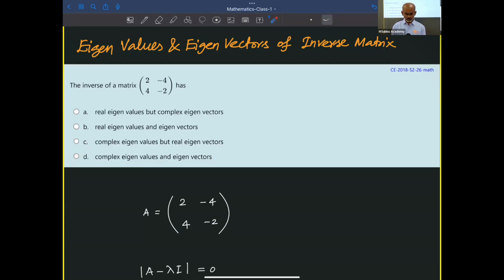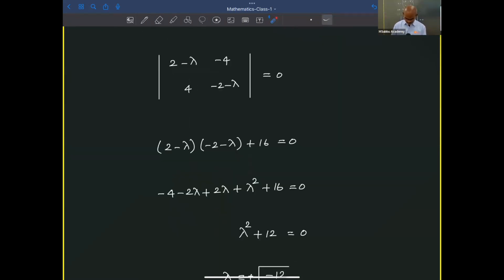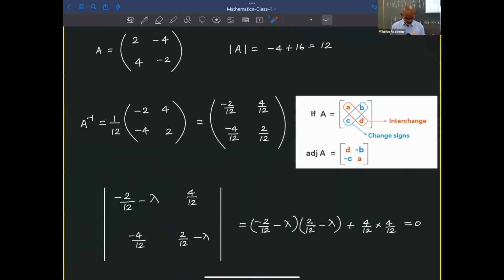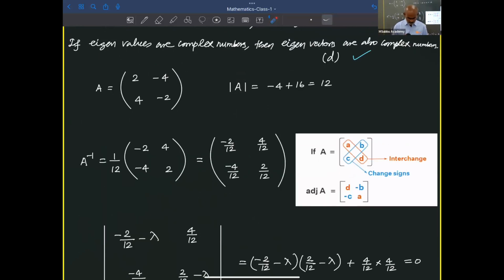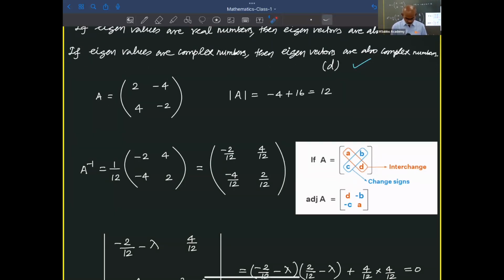Because the original matrix is giving complex eigenvalues, the inverse matrix is also going to give complex eigenvalues. And whenever the eigenvalues are complex, the eigenvector is also complex. These statements are the valid statements. Suppose you have tried to take the inverse and get the eigenvalue. Let us see how that is also done. For that, we will take the determinant.